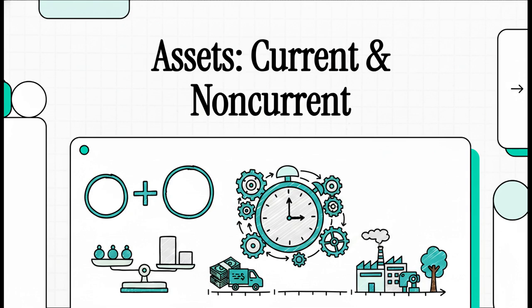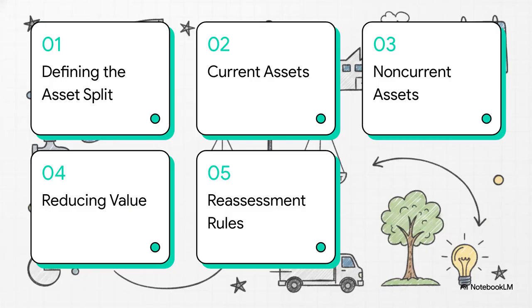We really want to see how businesses organize everything they own, and more importantly, why time is the absolute ultimate deciding factor in how those resources are reported. Here's a quick look at our structural roadmap for today. We're going to define the asset split, look at current assets as short-term fuel, then non-current assets as long-term value, go over the rules for reducing value, and wrap up with reassessment rules.